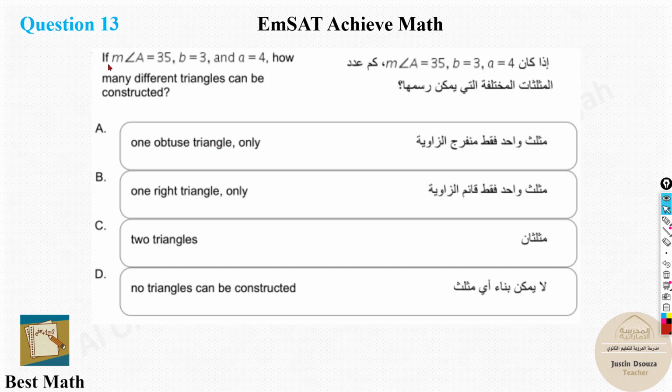Now we will come over here. If measure of angle A is 35 degrees, b is 3 and a is 4, how many different triangles can be constructed? So this is about law of sines and cosines. Whenever they ask you how many different triangles, I think there is a table where you can just memorize the angles and the lengths, and that will give you the exact, one obtuse, one right. But I really can't remember it.